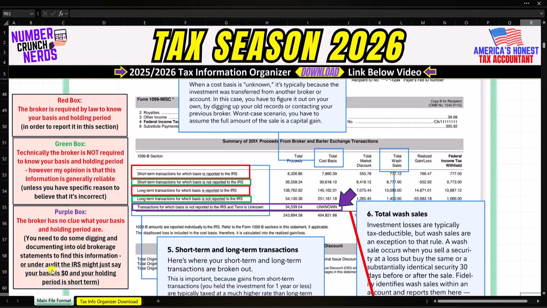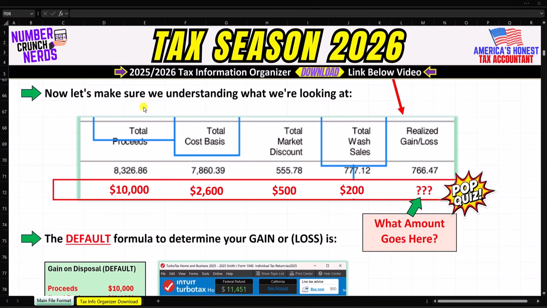Or it is possible that under audit, the IRS might just say that your basis is 0 and your holding period is short term. This would obviously be the worst outcome right here, because if your basis is 0, then the entire amount of proceeds would be recognized as gain. And then, of course, if you can't prove that it's a long-term transaction and it's adjusted to be treated as short-term, then you would be subject to ordinary income tax rates on that gain instead of the preferential long-term capital gain rates.